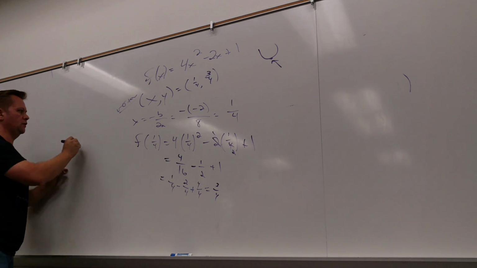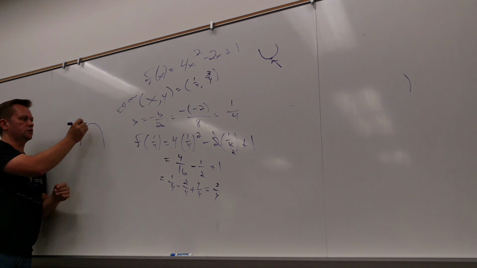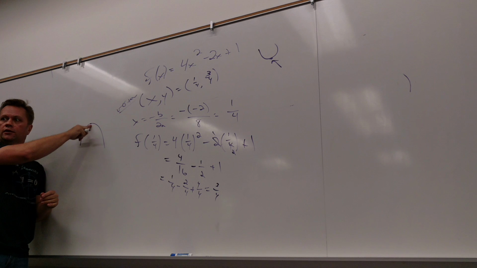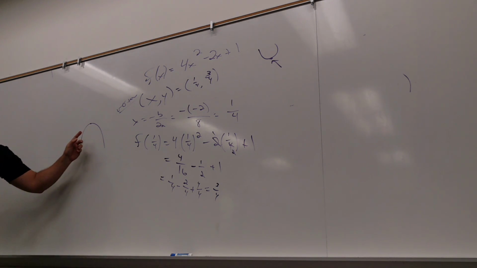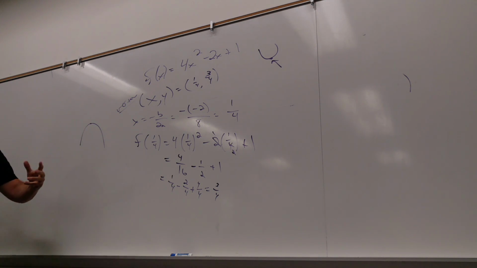Because for a maximum, it would be a down parabola, and it's still the vertex. So the vertex is the location of the extreme, minimum or maximum, right? But it can only have one. Can a parabola have a max and a min? No. No, of course not.